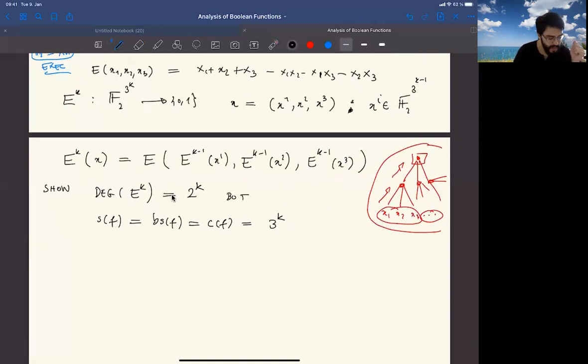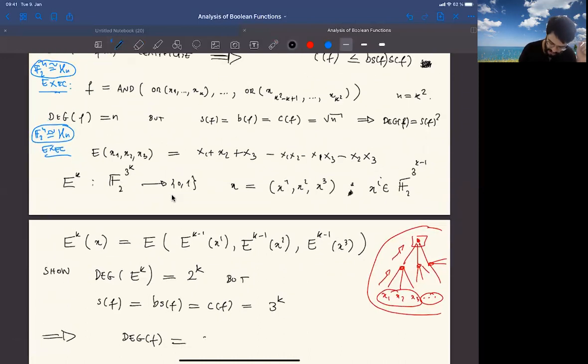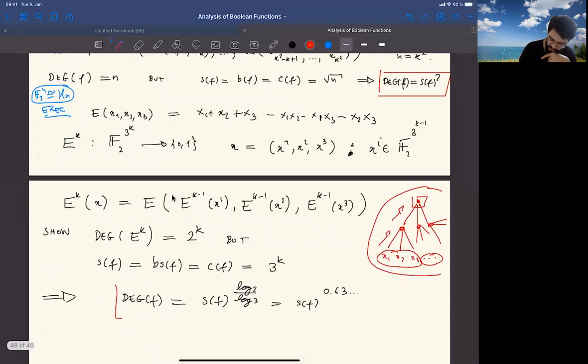Okay, so meaning that for every x, if you change any of the variables, you get a different value. And so that implies that the degree of f is not s of f squared, like it was before, it is actually s of f to the power log 2 over log 3. And this is roughly 0.63 dot dot dot. Okay, so you can have things as far as this, and as close as this.